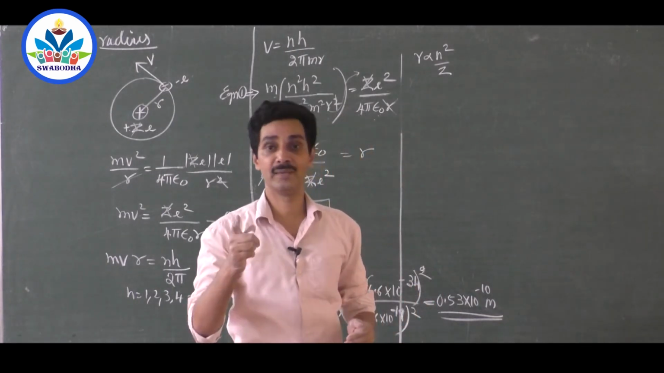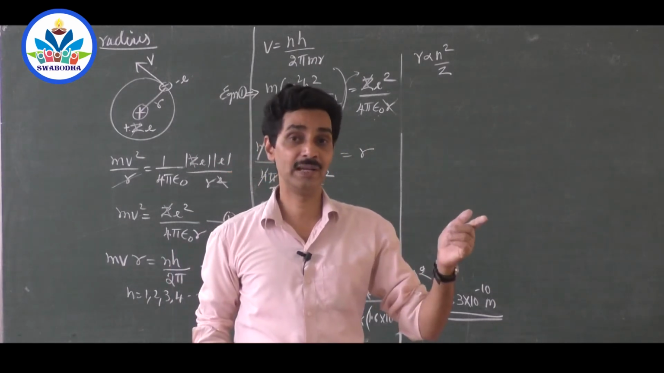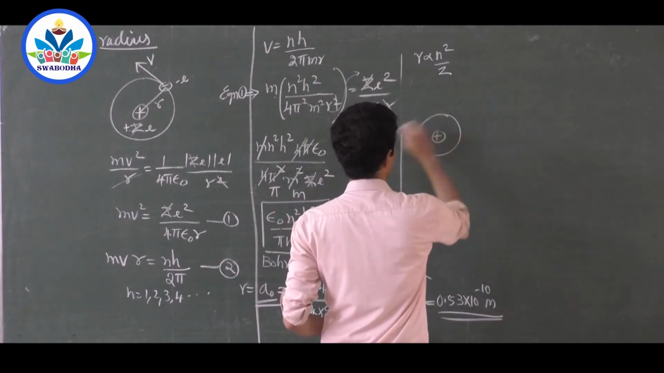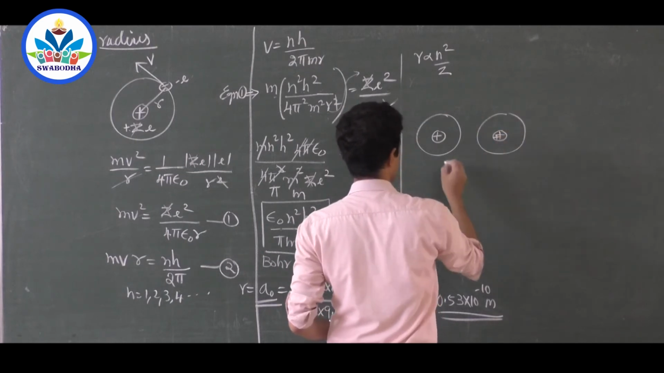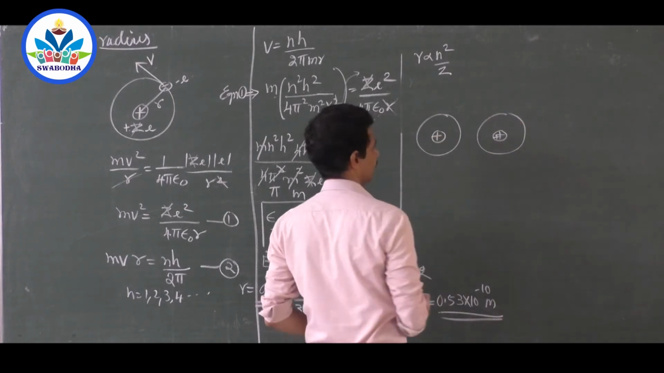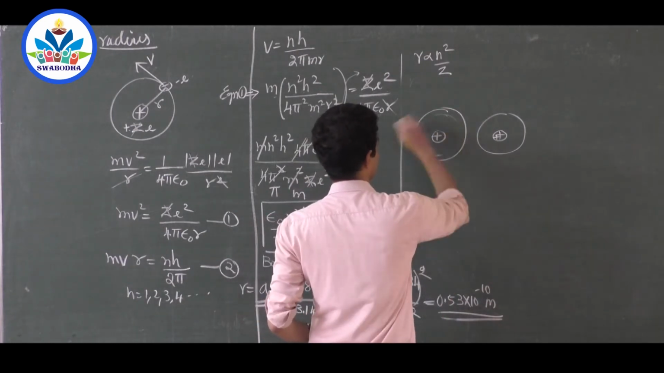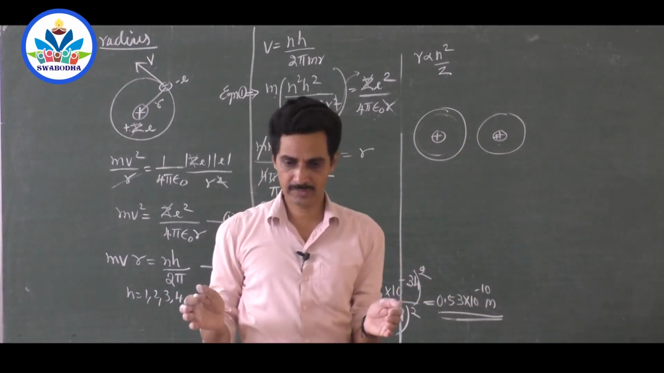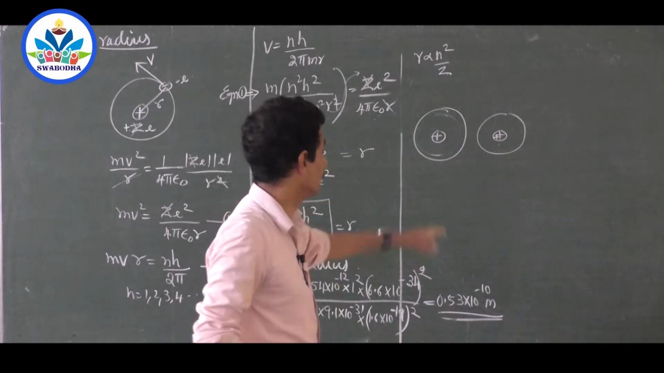That means if you compare the same orbit, what about the first orbit of hydrogen atom and the first orbit of helium atom? Helium means 2 protons, right? He4 has 2 protons, hydrogen 1 proton. What is the difference? The first orbit of hydrogen atom is larger because Z is 1. Z is less. The first orbit of an electron in the helium atom is smaller. Why? Because Z is more.